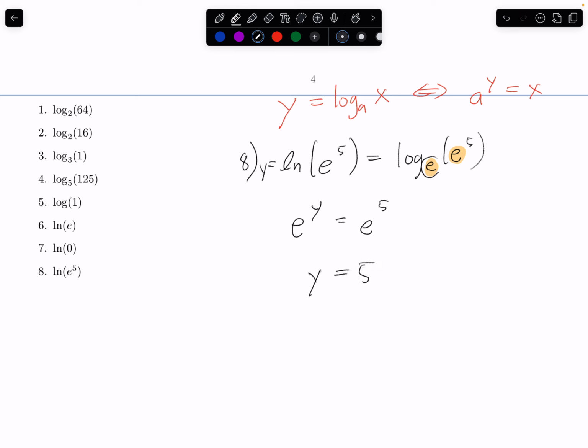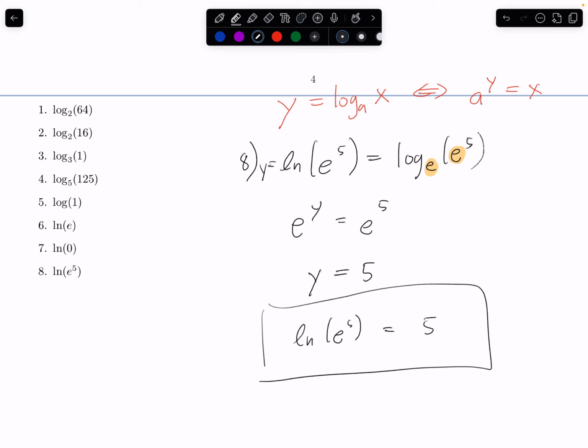So what's the general principle? If you have the same base and you have the same base to some power, then the logarithm is just that power. But that's not something you really have to memorize, because you're going to learn some rules of logarithms in the next section, and then this will be easy to deal with. So anyways, y equals 5 in this case, which means the original question, ln of e to the 5, is equal to 5. So there's your answer, and we're done. Okay, see you in the next one.